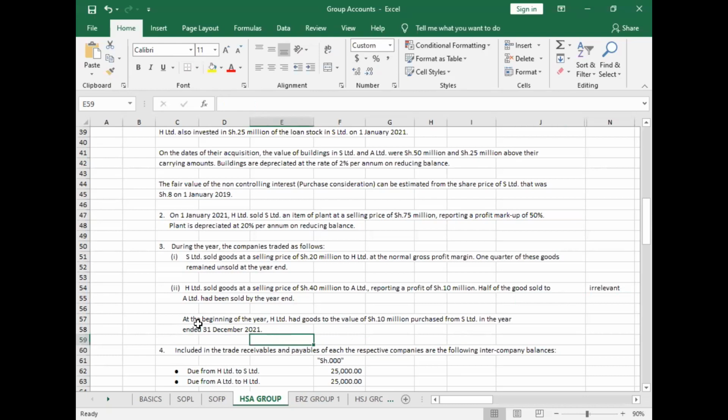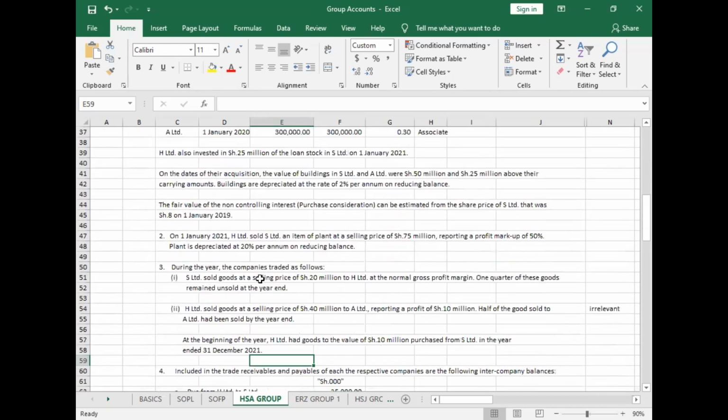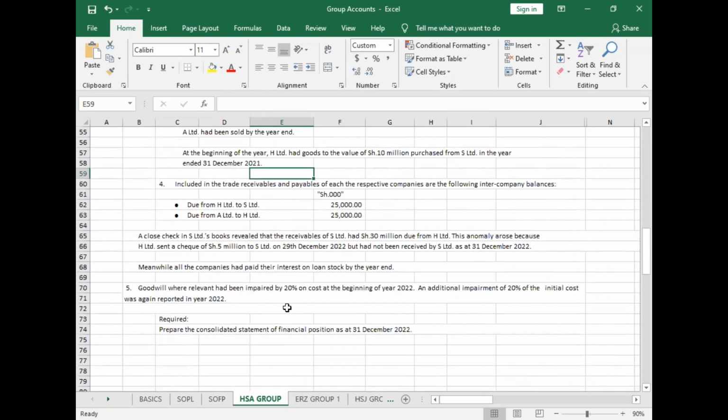Then at the beginning of the year, H Limited had goods to a value of 10 million purchased from S Limited in the year ended 31st December. So this one will result in unrealized profit on opening stock. Remember, this one is for the year ended last year, 2022. So on opening stock, unrealized profit on opening stock, I'll show you how you deal with it. Then included in the trade receivables and payables of each company are the following intercompany owings.